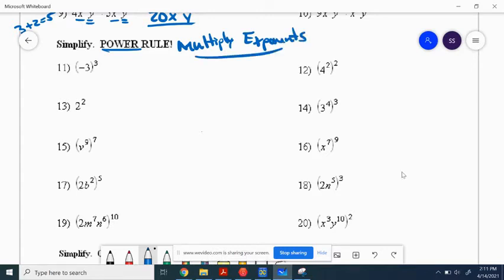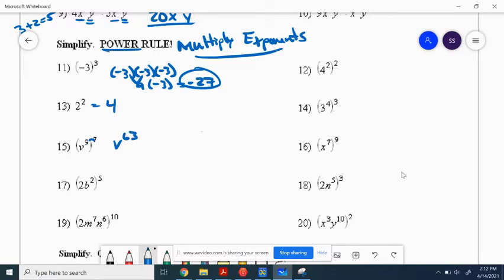Okay, so for 11, we could just multiply this out. So this is really -3 three times. -3 times -3, that's 9. And 9 times -3 is -27. All right, 2 squared, well, that's 4. Pretty easy. 15, we're going to multiply 7 times 9. So this is going to be b to the 63rd power.